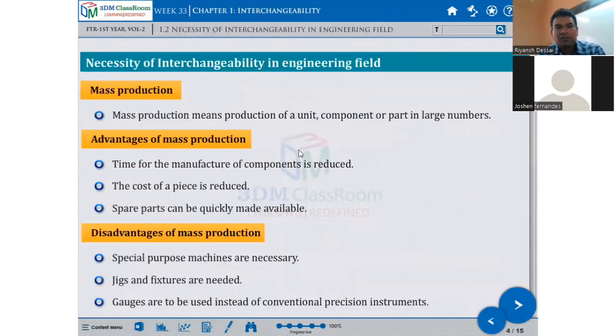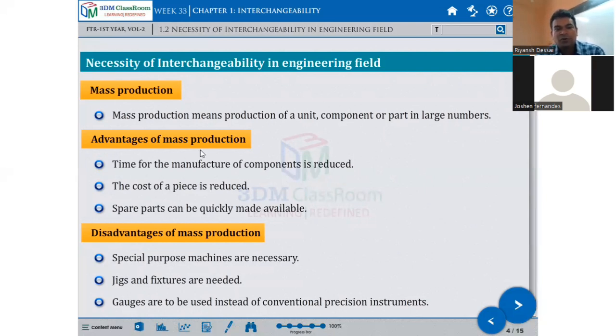So, the necessity of interchangeability in the engineering field is in mass production. Mass production means production of the unit component part in large numbers. How many numbers of one product? It could be 100, 10, 20, like this. So production in the mass.